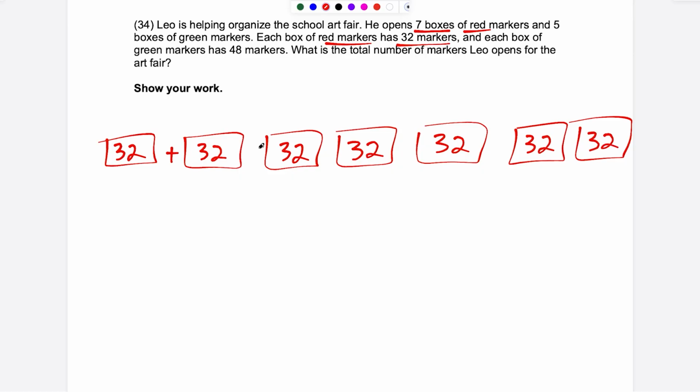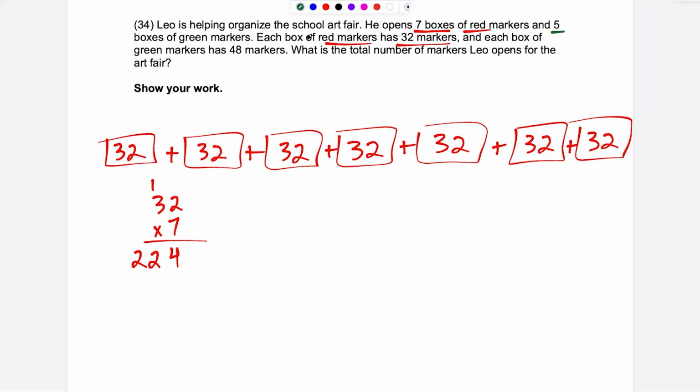Repeated addition, we can replace with multiplication. Okay, so what we could do here is instead of just adding this number to itself 7 times, we could do 32 times 7. And now we just work this out. We have 7 times 2 is 14. We carry the 1. 3 times 7 or 7 times 3 is 21. And 21 plus 1 is 22. So there are 224 red markers. We want the total number of markers. So now next we have to find how many green markers there are.